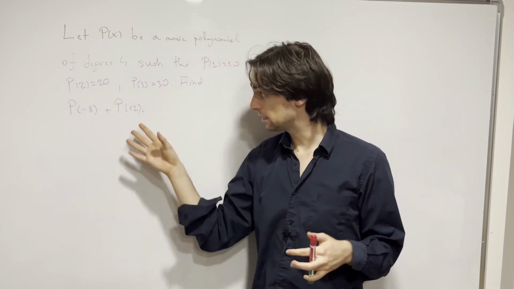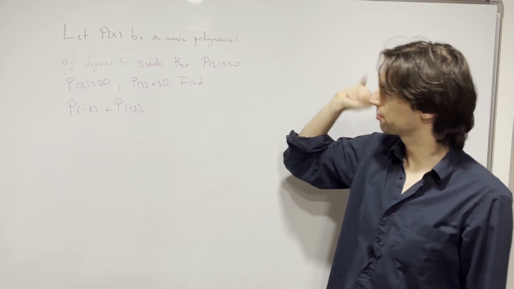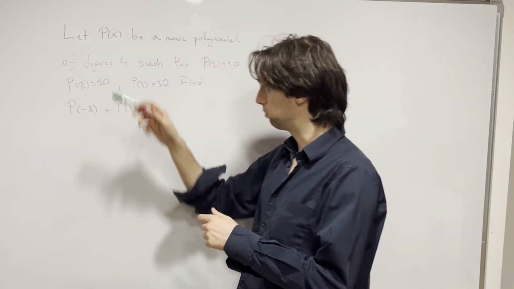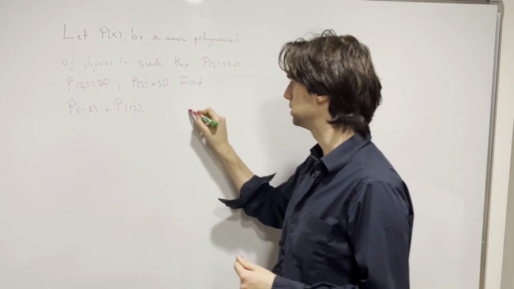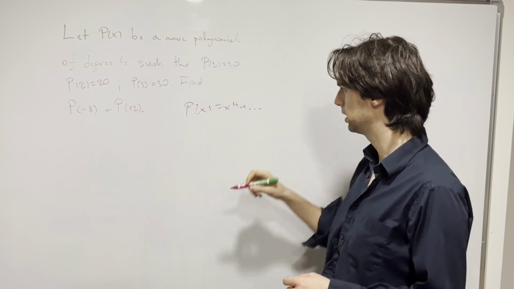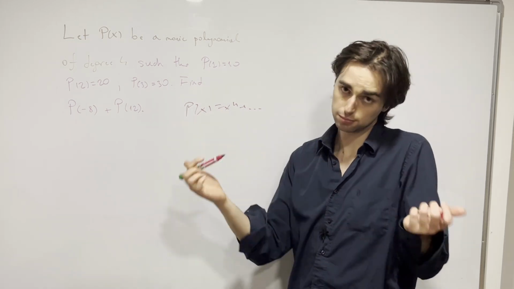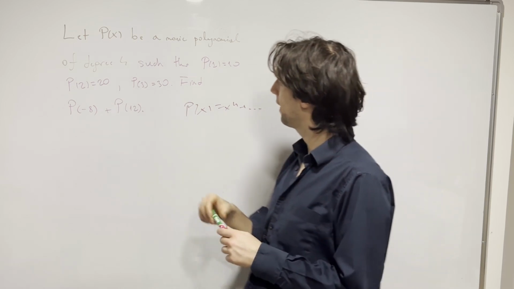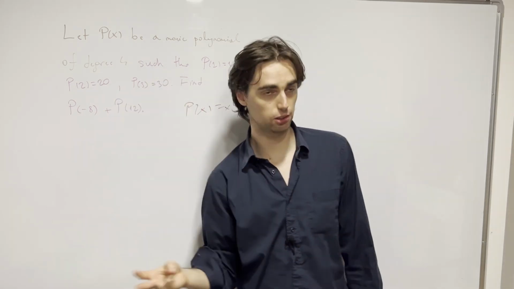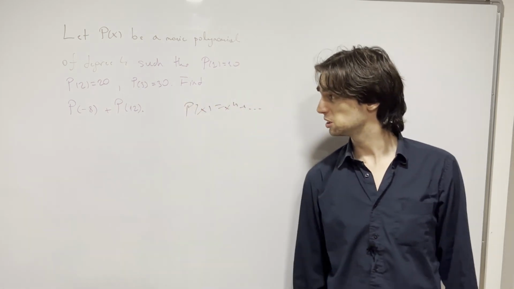And this is a sort of couple of idea problem. I don't want to spoil it. So what do we have? We have p of x, a monic polynomial of degree 4. So what does that mean? It means p of x is equal to x to the 4th plus something else, but the coefficient of x to the 4th is 1. That's what that means. And we have p of 1 is 10, p of 2 is 20, p of 3 is 30. Find this sum, p of minus 8 plus p of 12.